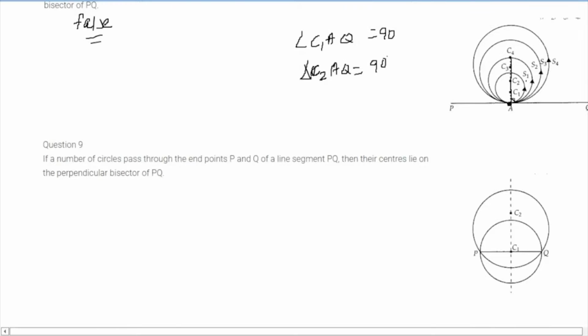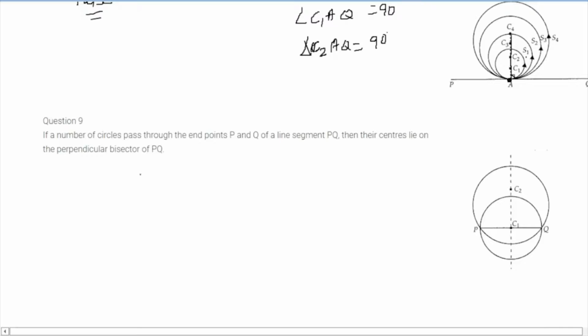Now in the next question, it is given that a number of circles pass through the endpoints P and Q of a line segment PQ. A line segment PQ is given and more than one circle passes through the points P and Q. Then their centers lie on the perpendicular bisector of PQ.